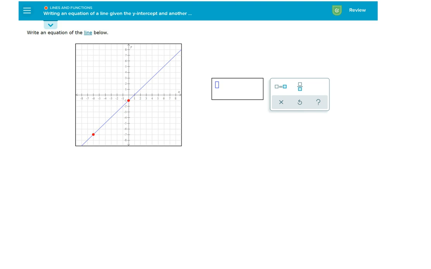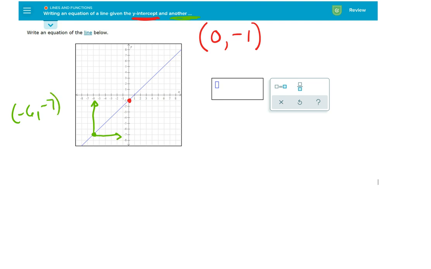Okay, they want you to write the equation of this line that they've graphed for you, and what they're giving you is the y-intercept. The y-intercept is where it crosses the y-axis, which is right here. And the y-intercept has the ordered pair of when x is 0, y is -1. But they're also giving you another point, and it's this one right here. And I can see this one has the coordinates of x is -6 and y is -7.